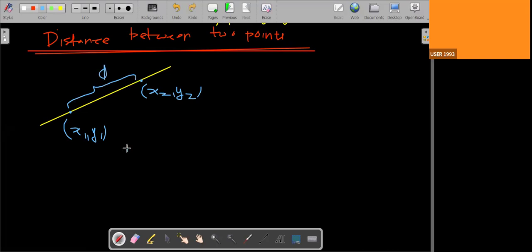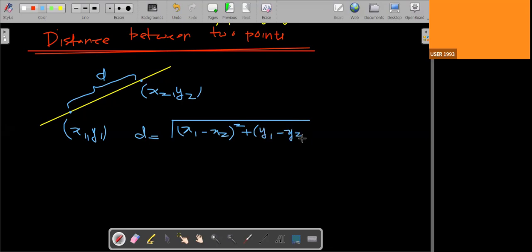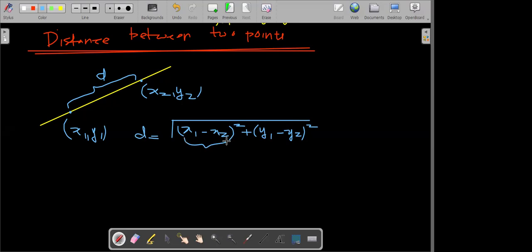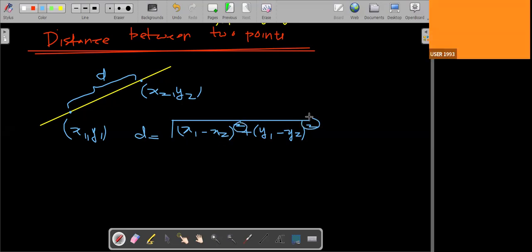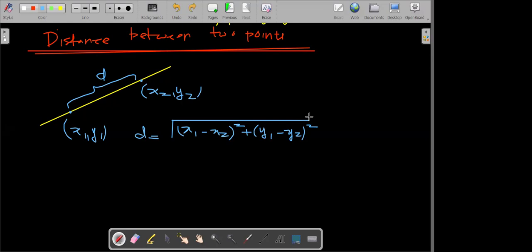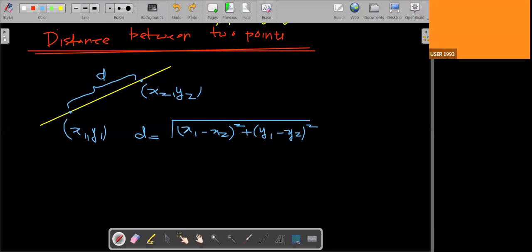The equation to find d is given by the square root of x1 minus x2 whole thing squared plus y1 minus y2 whole thing squared. Here you can change the order because you're going to square it. So the final answer will be exactly the same, even if you write it as x2 minus x1 whole thing squared plus y2 minus y1 whole thing squared, because you're going to square it anyway.